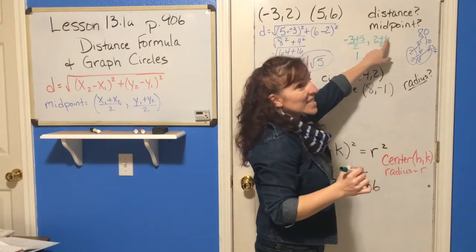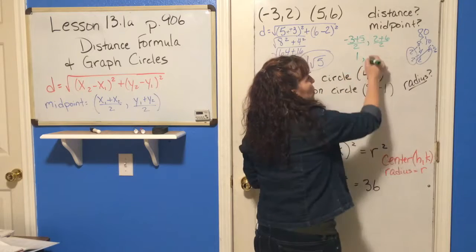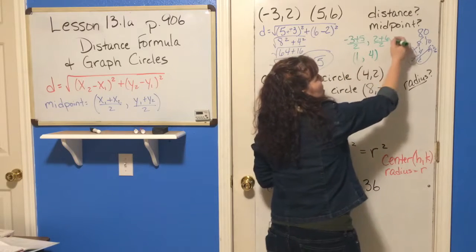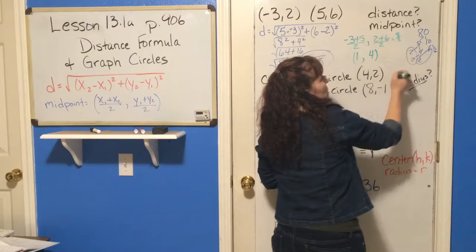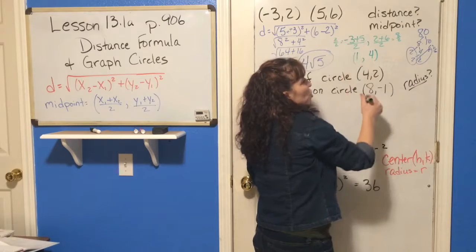2 plus 6 is 8. 8 divided by 2 is 4. Okay, so this is 8 over 2, which reduces down to 4. This is 2 over 2, which reduces down to 1.